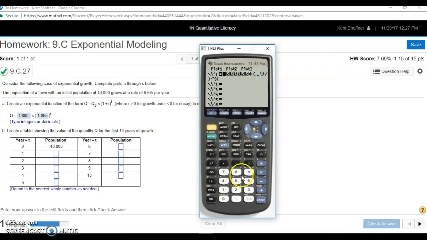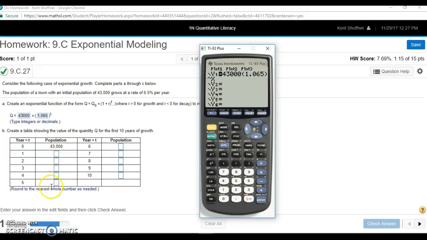Hit the y equals, and add something in there, so I'm just going to hit clear. I'm going to type this in exactly the way it's written. I'm going to type in 43,000, parentheses, 1.065, parentheses, raised to the x power, because I can't put a t in there, I'm going to have to use x. Y is the quantity, and x is the t. Same thing. Hit enter, that goes just to my next line.